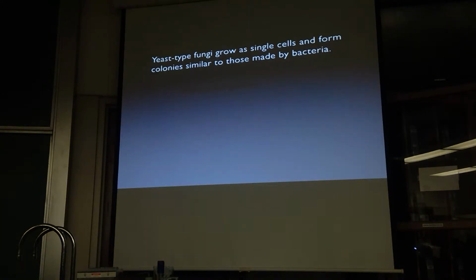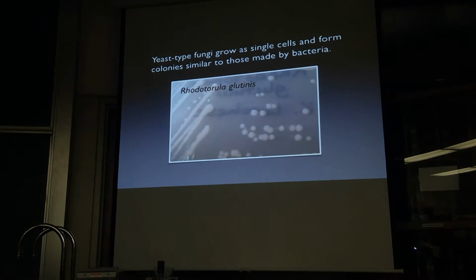We're primarily interested in the yeast types and the mold type fungi. This is showing Rhodotorula glutinus. This is a type of yeast that is really common in wet environments.